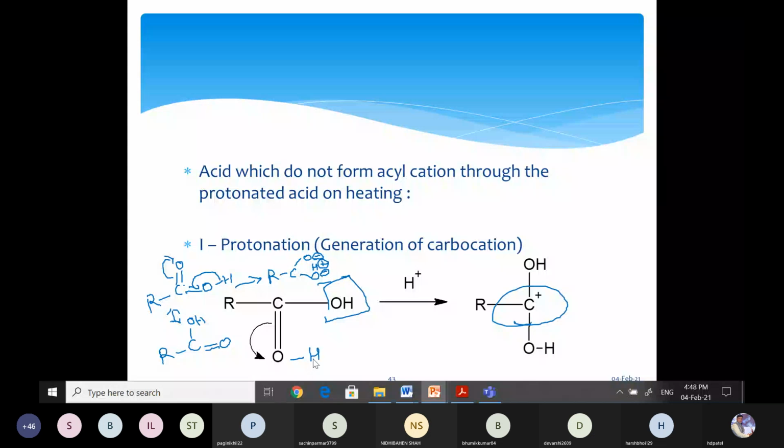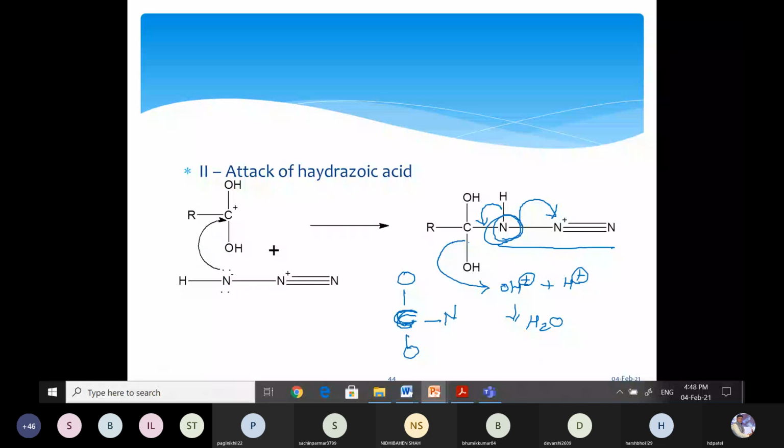When H binds over here, previously we said there is a resonating structure, but when something is bound, the resonating effect will stop or be lost by this compound. When the resonating effect is lost, we get a carbocation, with the positive charge on the carbon. Now when we have the carbocation, HN3, that is called hydrazoic acid, will react with this, and as a result R C OH, OH, NH, N plus triple bond N will form.